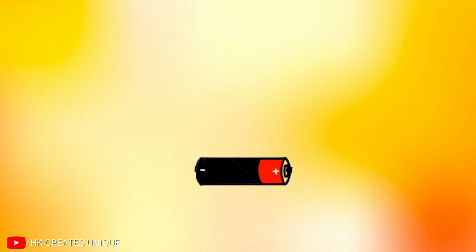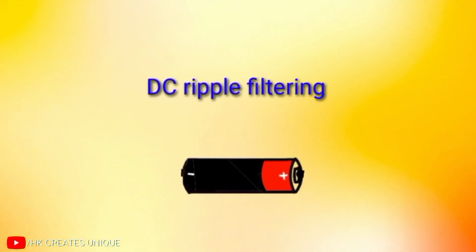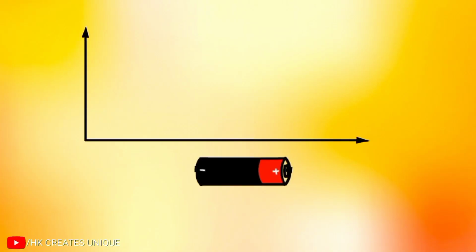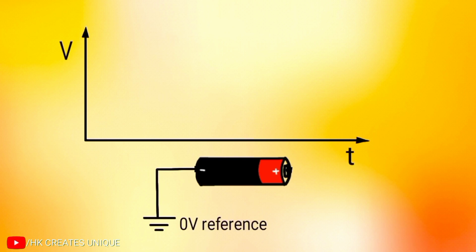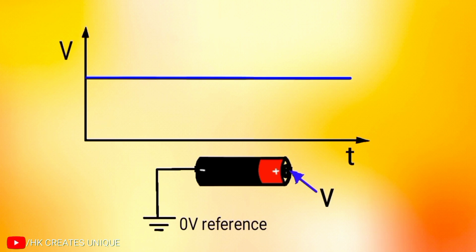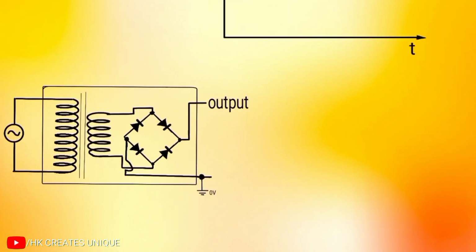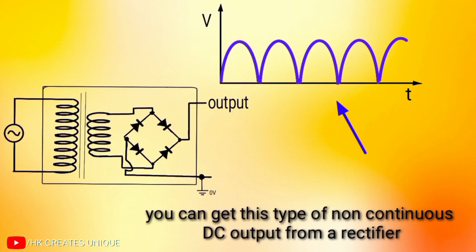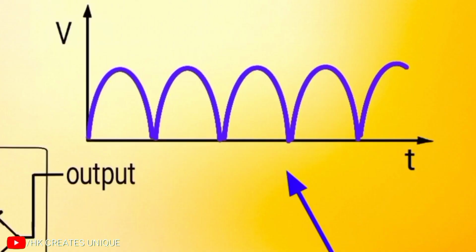Let's discuss an application of capacitor, DC ripple filtering. Consider a cell of 1.5 volts. The voltage waveform at the positive terminal with respect to ground will look like this. It is a constant 1.5 volt. But now consider this power source. The output voltage waveform looks like this. It is still direct current because it is above zero of the voltage axis.